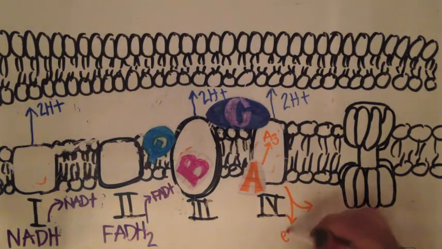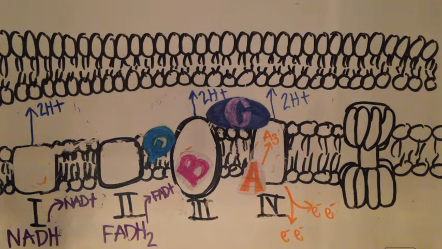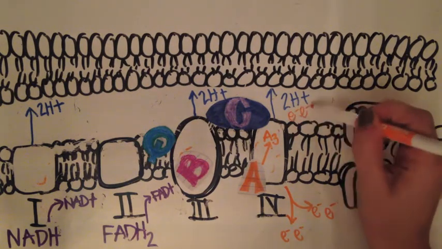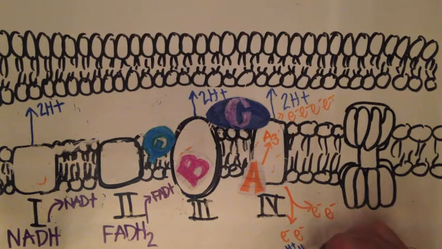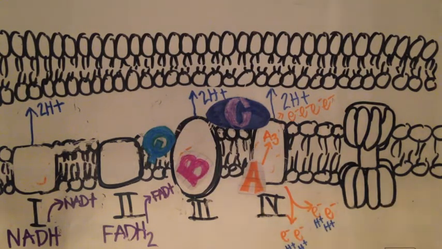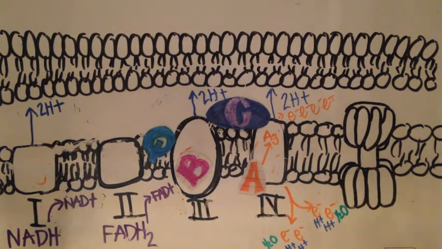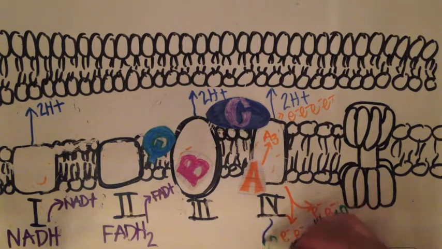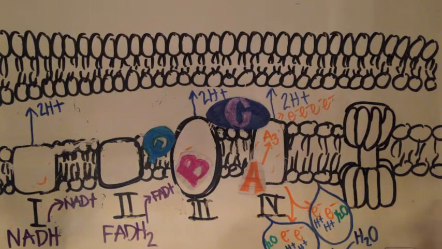Four electrons are dispensed into the mitochondrial matrix, as well as 4 electrons making their way from the fourth complex into the intermembrane space. Four hydrogen ion atoms and 1 single oxygen atom combine with the 4 electrons, netting 2 water, or H2O, in the mitochondrial matrix.